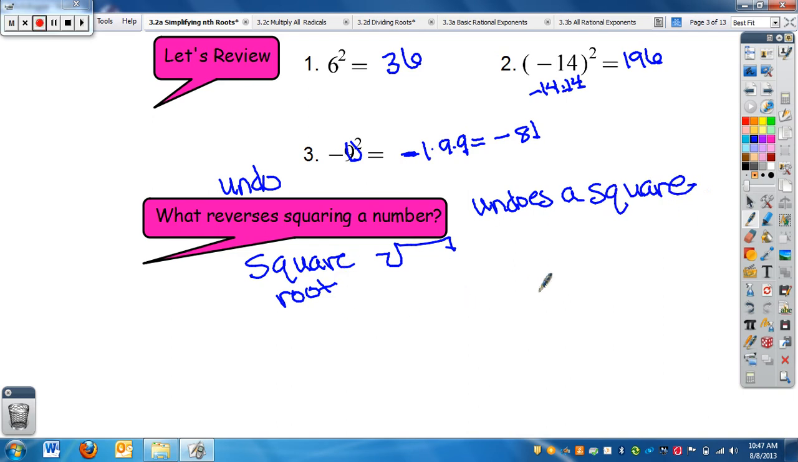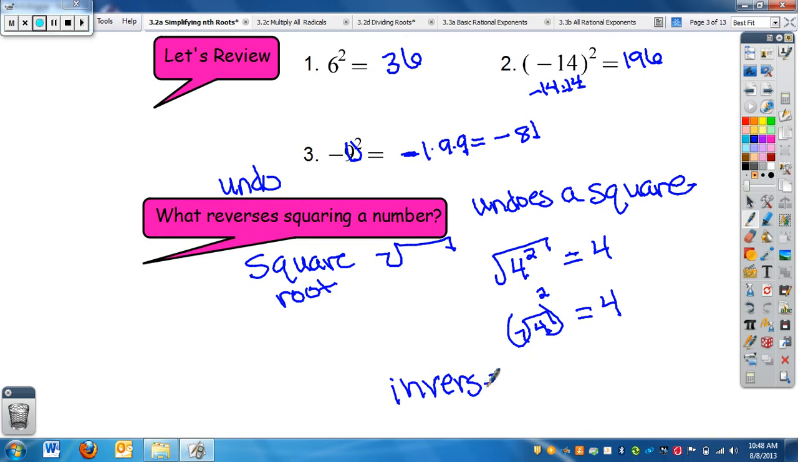Alright, so what it means to undo a square: if I have 4 squared, and I took the square root, 4 squared is 16, square root of 16 is 4. They simply cancel each other out. And I can reverse it. I can go the square root of 4, and square that. Well, square root of 4 is 2. 2 squared is 4. They're inverses of each other. Just like adding and subtracting are inverses of each other, and so are multiplying and dividing.